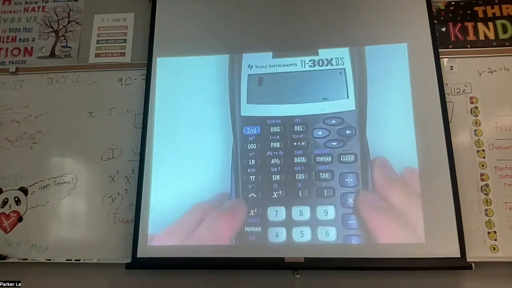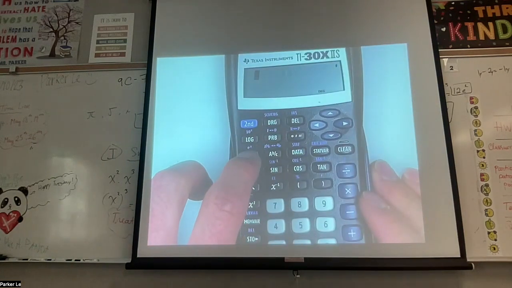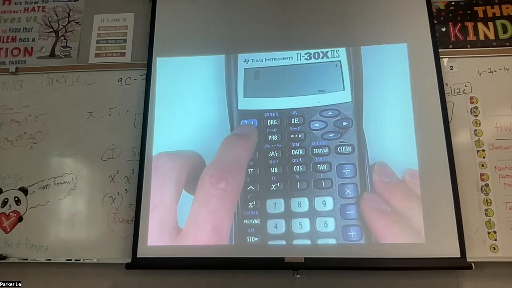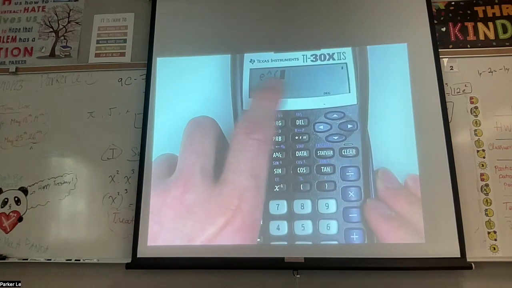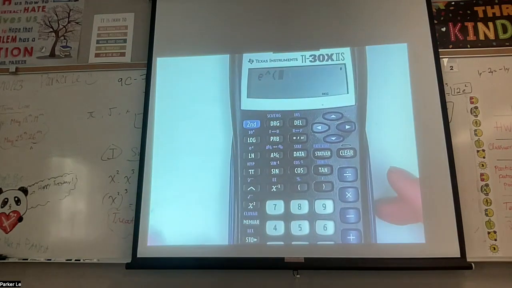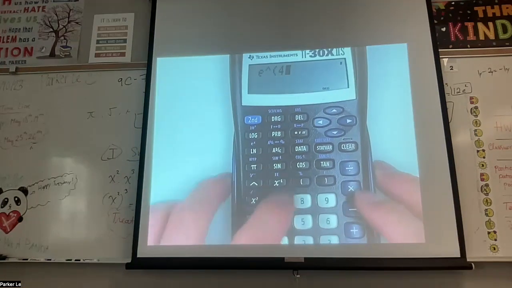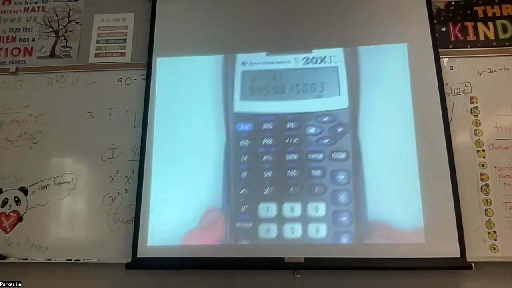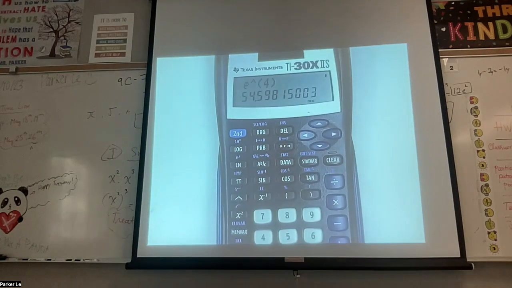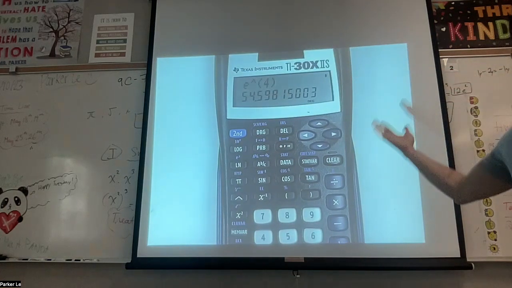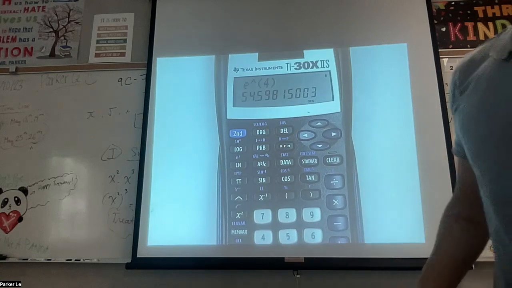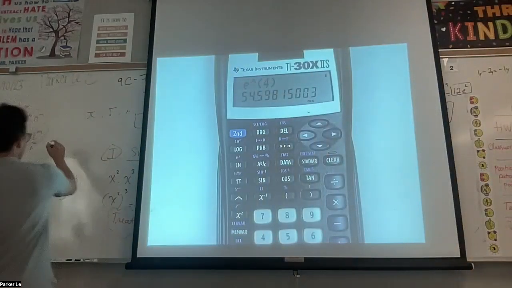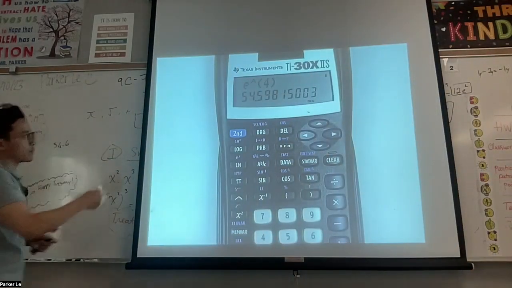I want the e. So what do I press? Second, right? I press second and then LN. Do you see that e to the power? So I want to find e to the power 4, right? I press 4, parenthesis. What do I have? In this case, you can round it. You can give the decimal rounded, so like 54.6. So the first answer is 54.6 right here. I'm going to update it later.